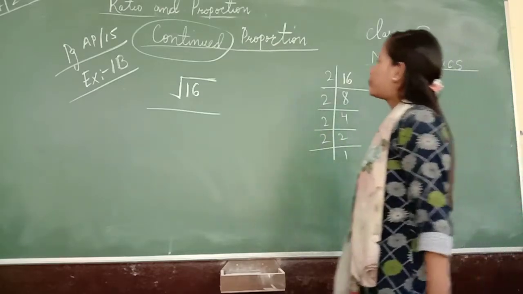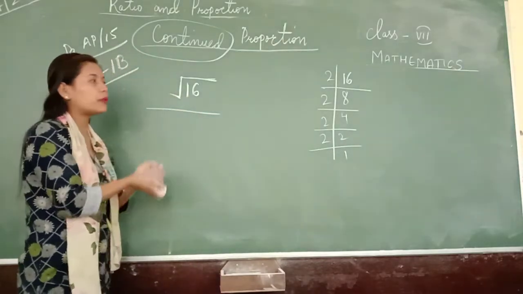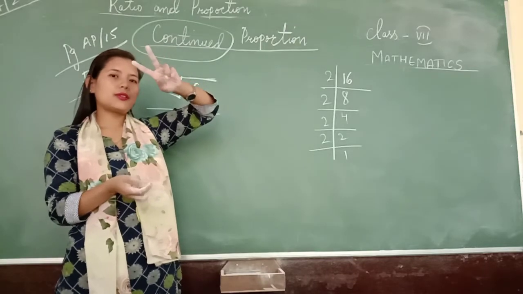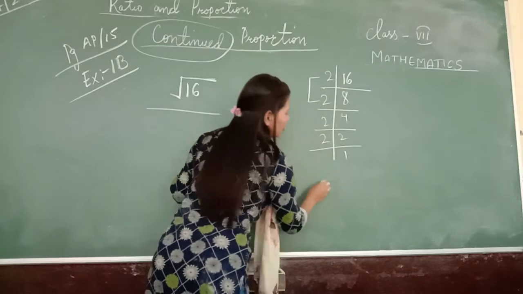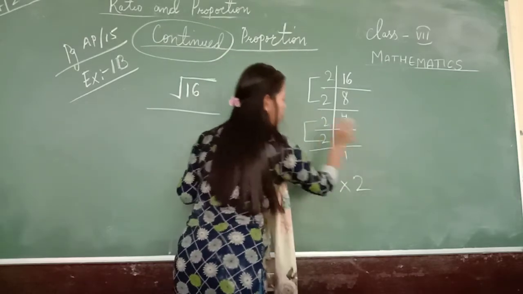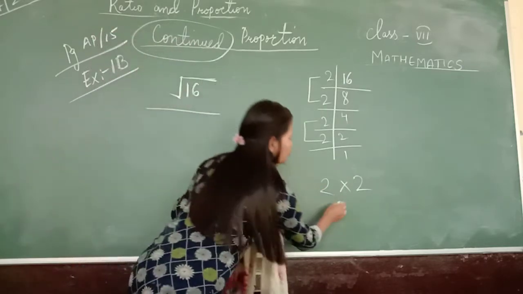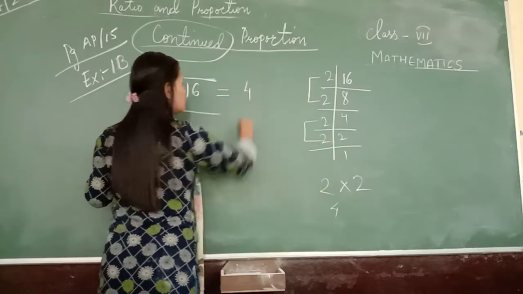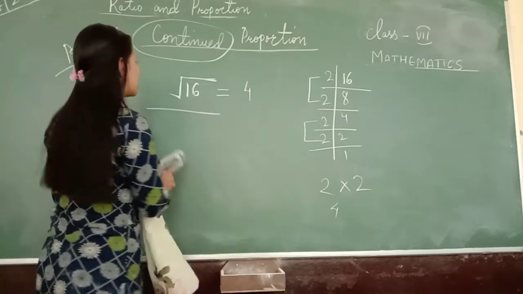Because we are finding the square root, we pair these prime factors in 2. So we make a pair of 2. Out of this pair, I take only one 2 out, because we are finding a square root. Square means 2, so 2 into 2, that is 4. So the square root of 16 will be equal to 4. Is that clear? This is how we find the square root.